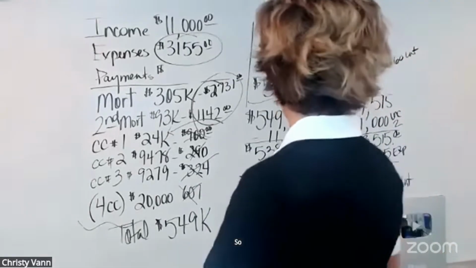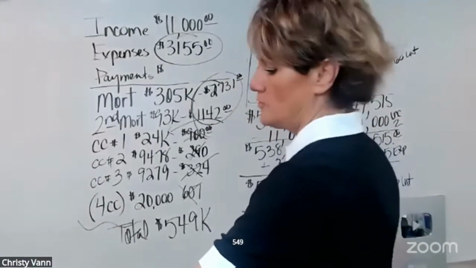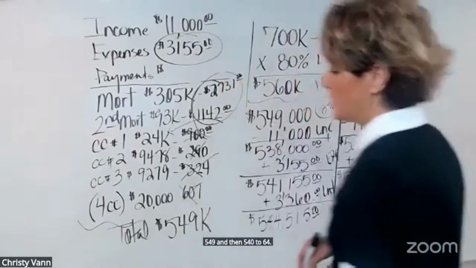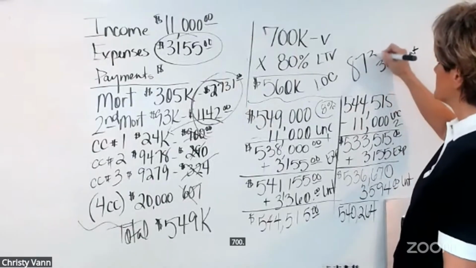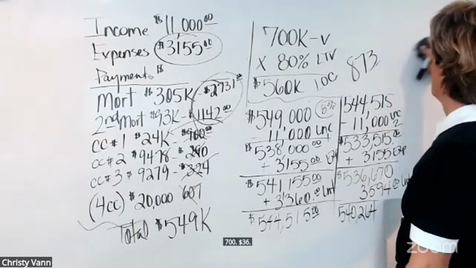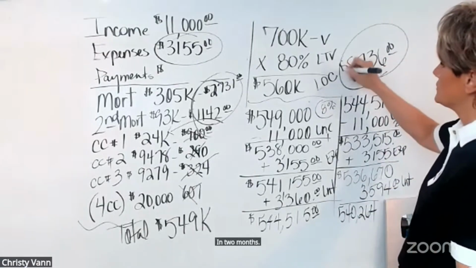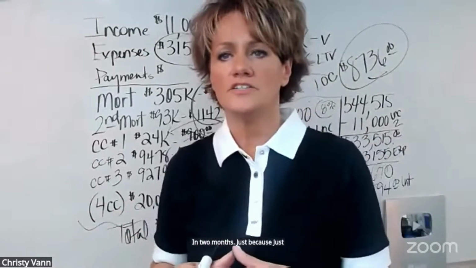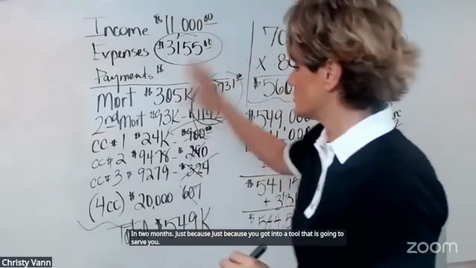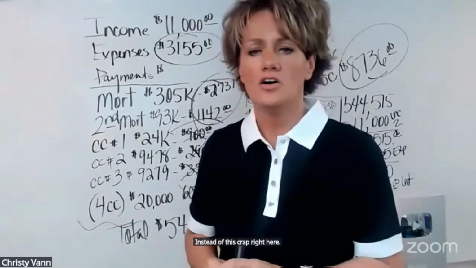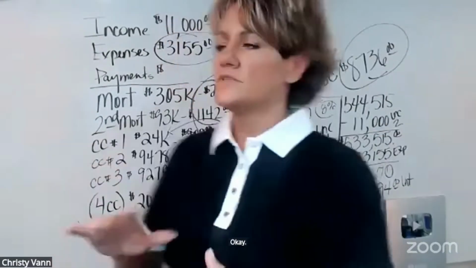So what does that mean you've paid off in 2 months? 549 and then 540,264. You've paid off $8,736 in 2 months, just because you got into a tool that is going to serve you instead of this crap right here where you're just throwing it all to the bank, throwing away your income. Okay, so this was a first lien product.